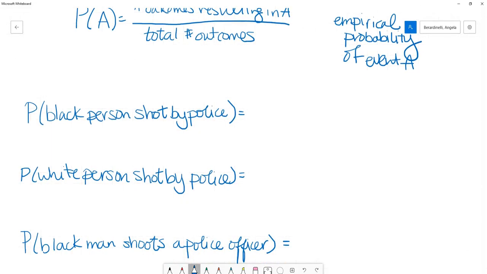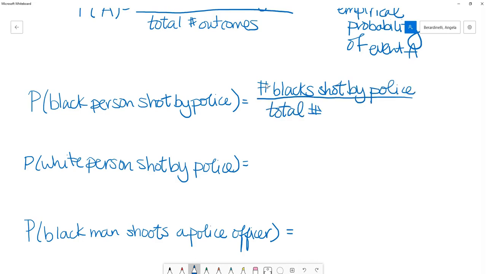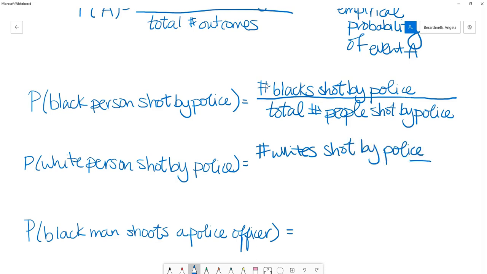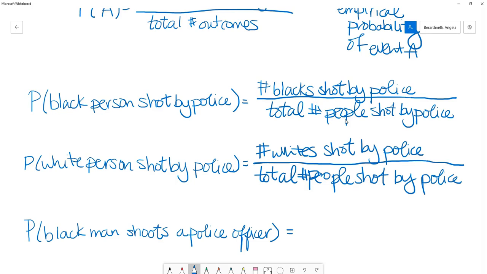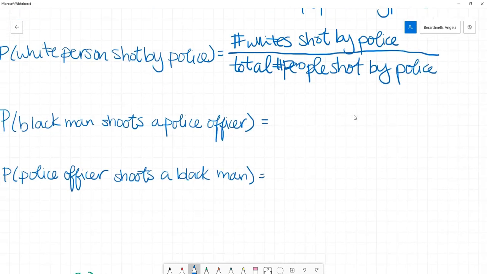So we would want to look at the race out of all possible shootings. So the numbers we'd be interested in for the first one would be the number of black people shot by police divided by the total number of people shot by police. And then for the second, it'd be the same thing, but for whites in the numerator. So the number of white people shot by police divided by the total number of people shot by police. So if we can figure out these three numbers, right? There's three different numbers here. Number of black people shot by police, number of white people shot by police, total number of people shot by police. The denominator is the same in both. Then we would be able to compare these probabilities.